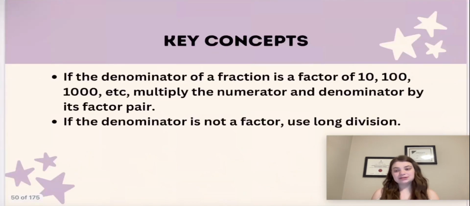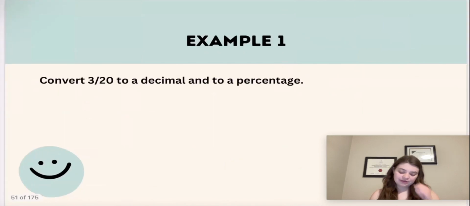So, the key concepts here: if the denominator of a fraction is a factor of 10, 100, 1,000, and so on, then all we need to do is multiply the numerator and denominator by the appropriate factor pair. But if the denominator is not a factor of one of those numbers, which not everything is, right, then we can use long division in order to figure it out. So I'll be going through two examples today, one of which we can use the first method and one of which we'll need to use the long division method. So let's start with this first one.